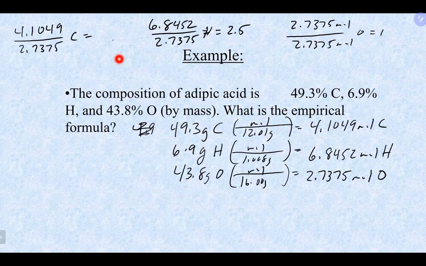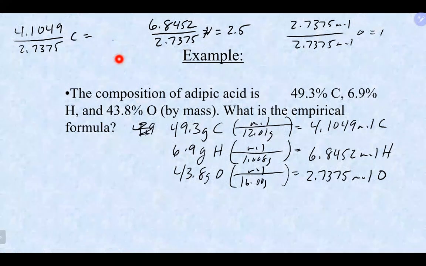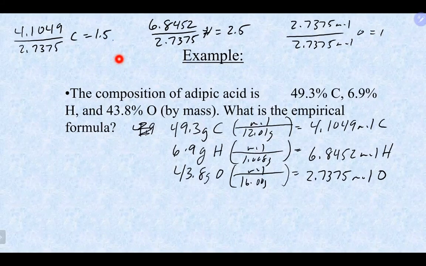4.1049 divided by 2.7375. There we go. Also gives us a 1.5, if I'm not mistaken. So we end up here with C 1.5, H 2.5, and oxygen 1. We all on the same page? Okay, make sure I didn't mess up.